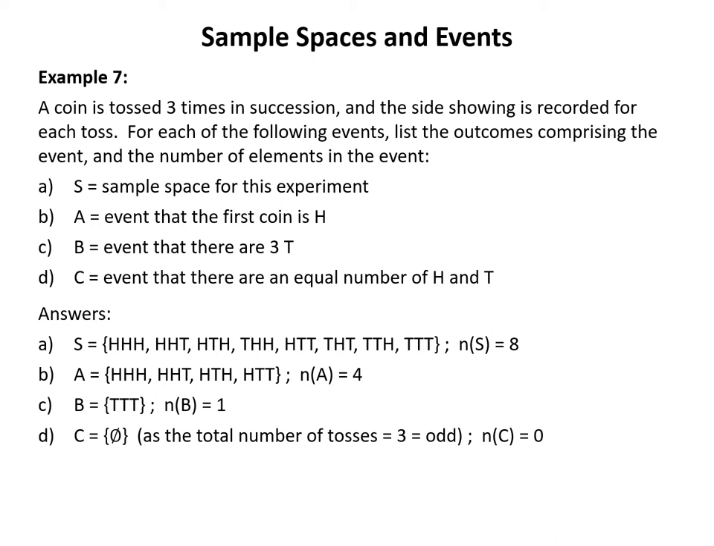Now, that could only happen one way, and that's getting tails, tails, and tails, because there's only 3 tosses. So therefore, the number of elements is just equal to 1, because there's only one way that that can happen.